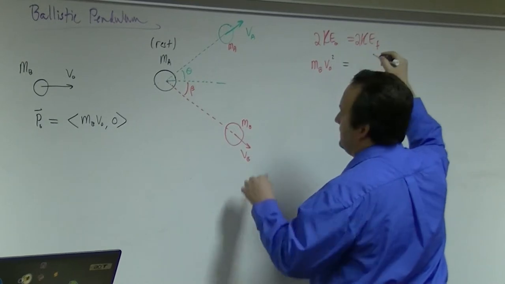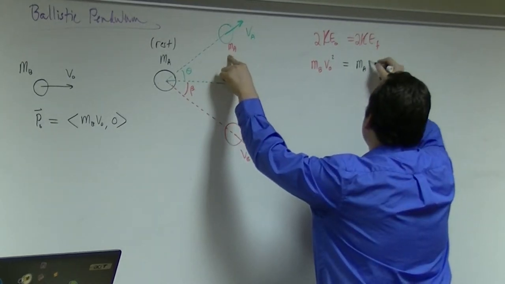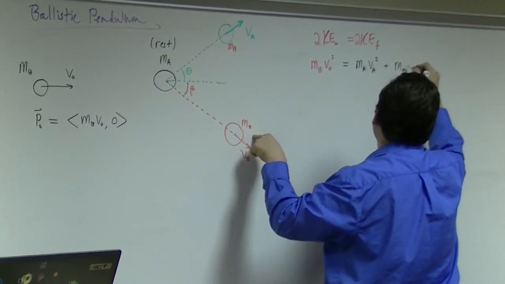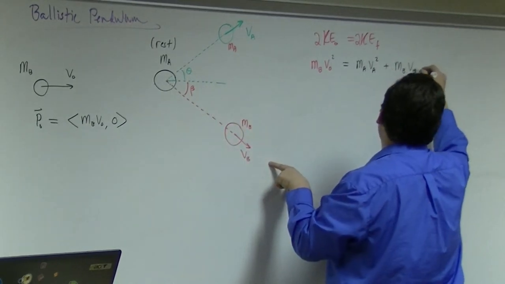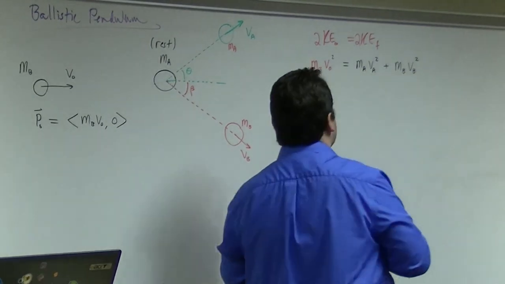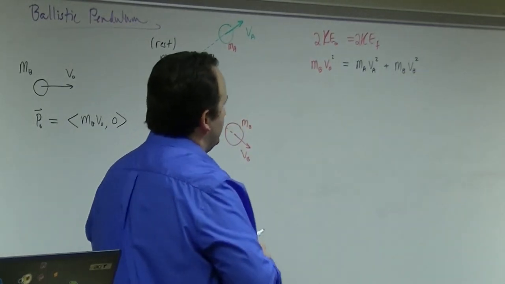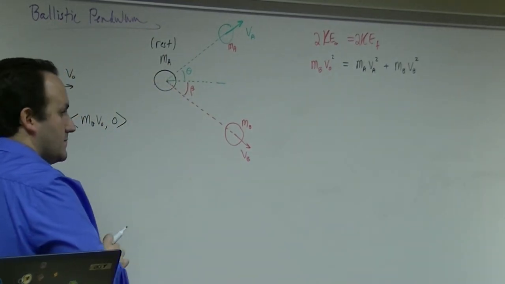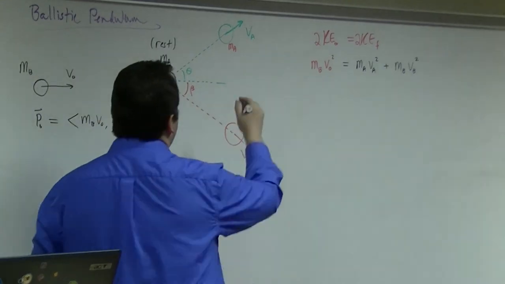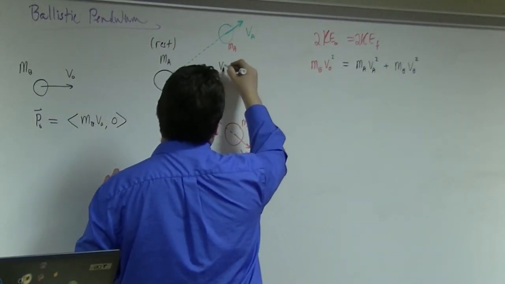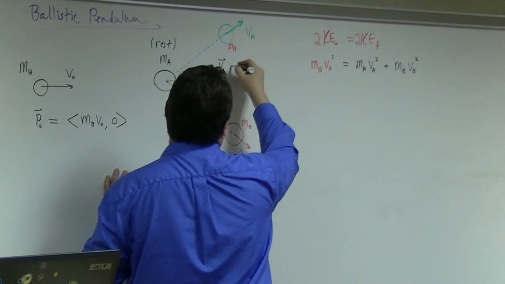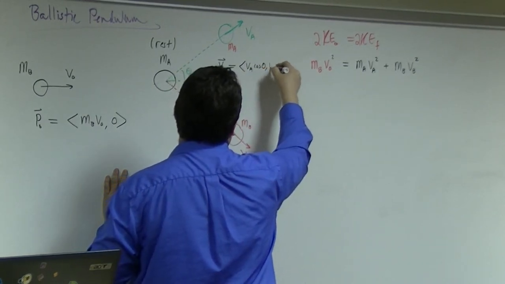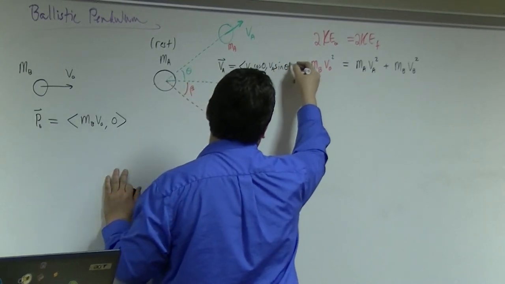2 times the final kinetic energy, well, you've got MA VA squared plus MB VB squared. Those are speeds, not vectors, because kinetic energy is a scalar. I can say this, though. VA as a vector would be VA cosine theta, VA sine theta.